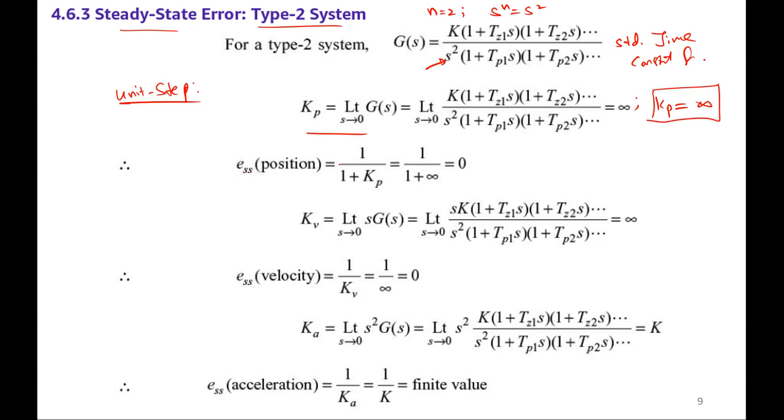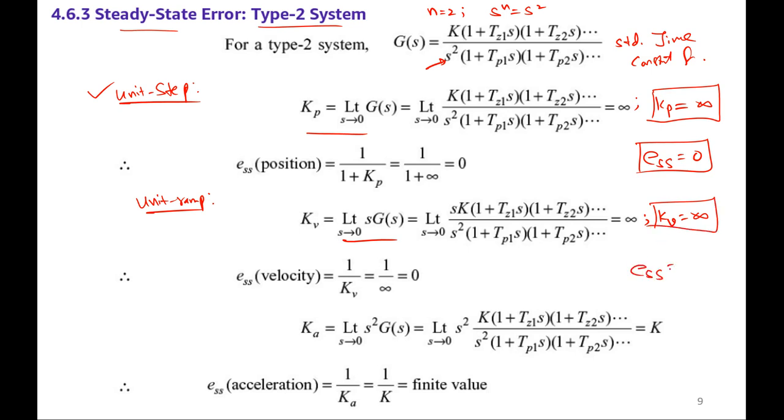Then what about steady state error? 1 divided by 1 plus Kp. Kp is infinite. 1 by infinity is 0. So the steady state error in this case is 0. Yes, I can apply the unit step input because I am getting steady state error as 0. Fine, no problem. Then if it is unit ramp, the velocity error constant, how to find out, you know already. I will not explain much. Kv is infinite. What about the steady state error I am getting here? It is 0. Yes, I can apply this ramp signal also because I am getting steady state error as 0.